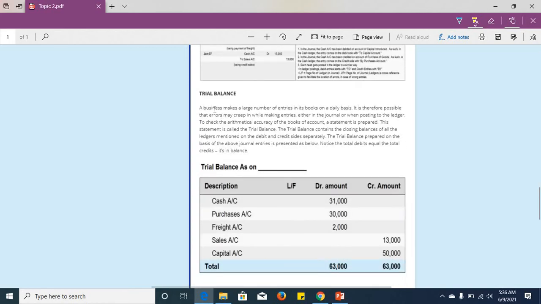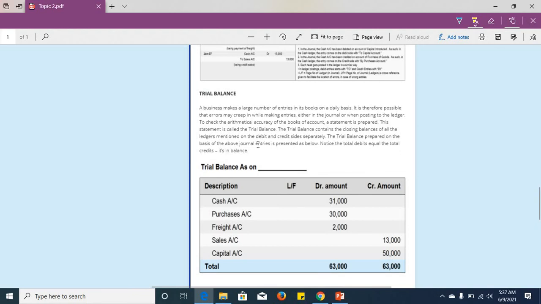Now, trial balance. A business makes a large number of entries in its books on a daily basis. It is therefore possible that errors may creep in while making entries, either in the journal or when posting in the ledger. To check the arithmetical accuracy of the books of account, a statement is prepared. This statement is called the trial balance. The trial balance contains the closing balances of all the ledgers, shown on the debit and credit side separately.